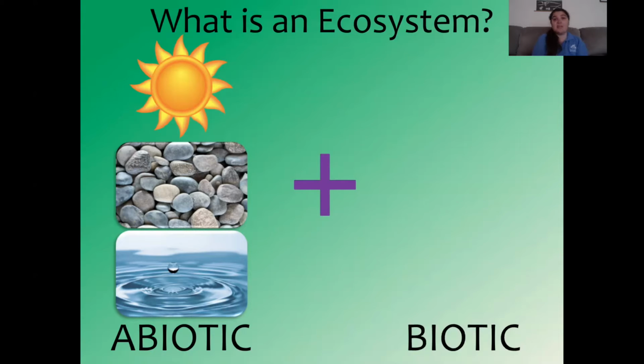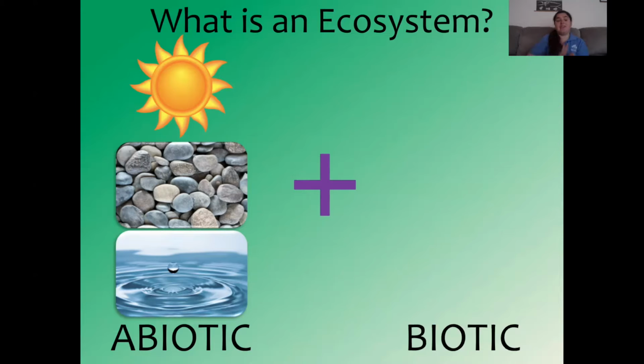So the two examples that I like to use are the desert and the deep sea. If we think about the desert, that has a lot of sunlight and not a lot of water. So the animals that live in the desert have to adapt or change over time in order to be able to survive in the desert.